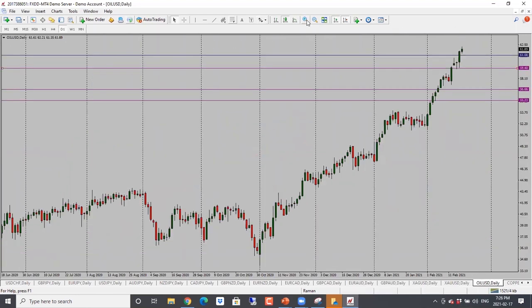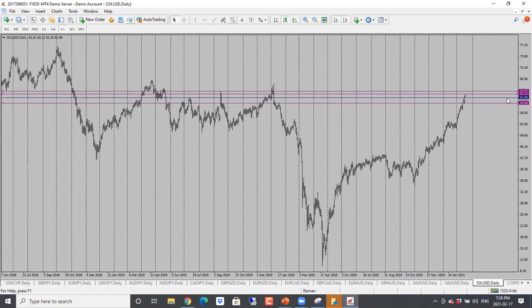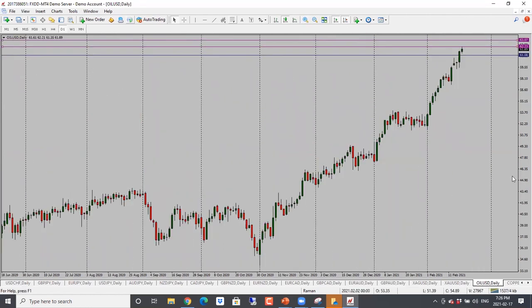Oil here, because of the supply chain issues, this is looking bullish here and looking for a further move to the upside. 62.20 is where it is currently. 63 is the next target, and then we are looking at 64. So bias here is bullish for oil.